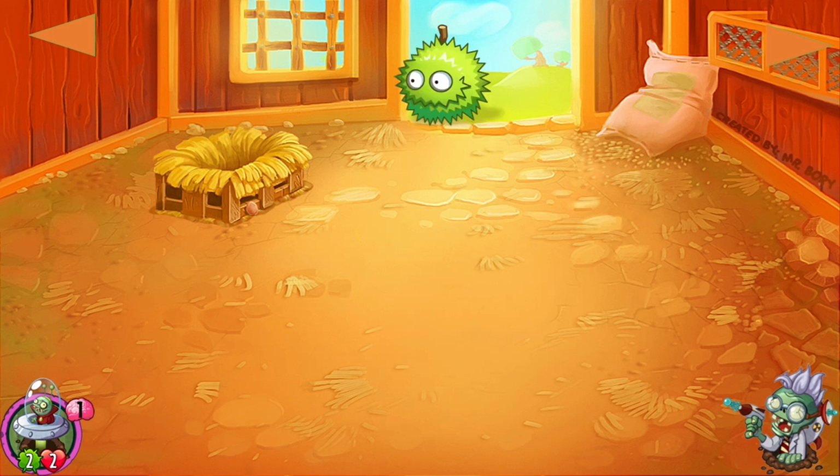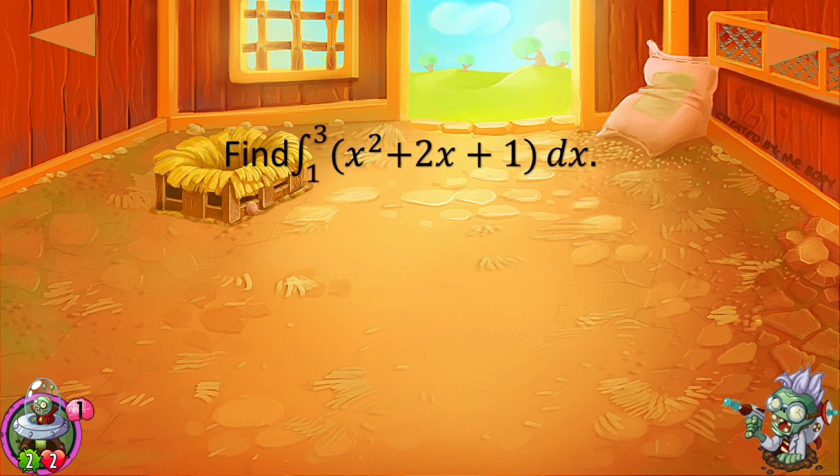And lastly, for the last number, the integration of x squared plus 2x plus 1 within the quantity having the upper limit of 3 and lower limit of 1. A, 56 over 5. B, 5 over 56. C, 56 over 3. D, 56. Again, A, 56 over 5. B, 5 over 56. C, 56 over 3. D, 56. The answer is letter C.